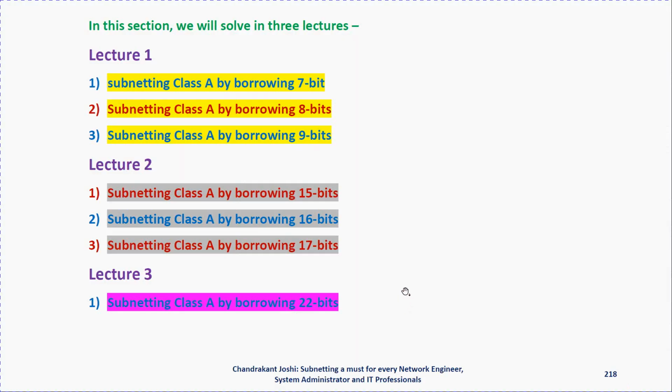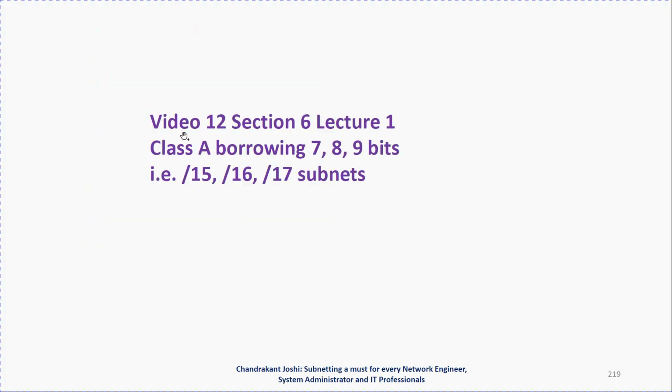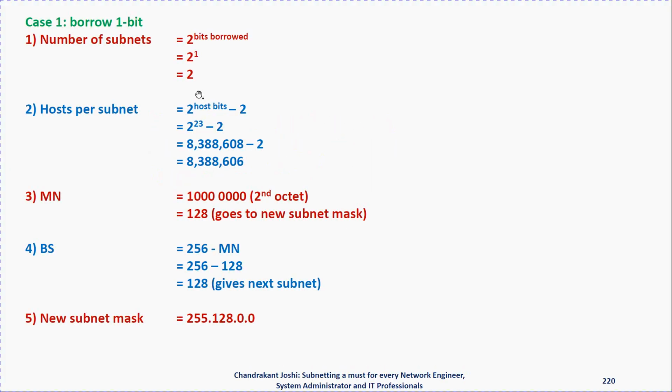Okay, let us come to the first video of this class A subnetting. Borrowing 7 bits means /15. Borrowing 8 bits means /16, which is the same as class B default subnet. And borrowing 9 bits means /17.